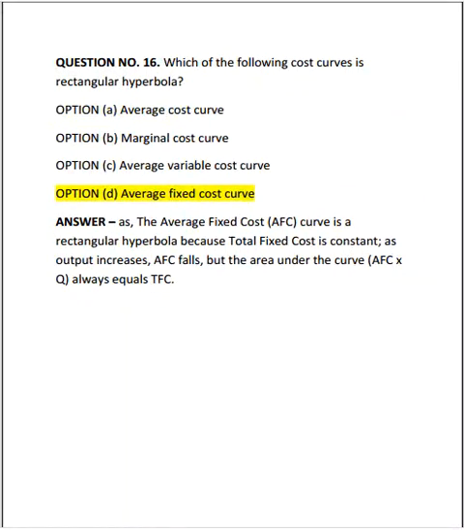Question No. 16. Which of the following cost curves is a rectangular hyperbola? Option A, average cost curve. Option B, marginal cost curve. Option C, average variable cost curve. Option D, average fixed cost curve. Answer, D, as the average fixed cost curve is a rectangular hyperbola because total fixed cost is constant. As output increases, AFC falls, but the area under the curve, AFC into Q, always equals TFC.